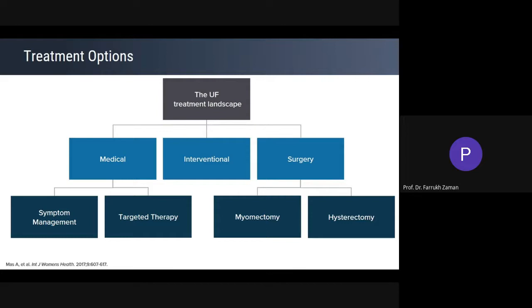Now the management of this is the treatment: medical, interventional or surgery. और इसमें आप देखो मेडिकल जो है वो है, सर्जरी में मायोमेक्टमी, हिस्टेरेक्टमी है, और दरमियान में इंटरवेंशनल है. That interventional is uterine artery embolization. Or now, as high frequency ultrasound has come, high frequency ultrasound also is a method of doing that. Those are interventional. Medical is management of symptoms, and then there is targeted therapy.